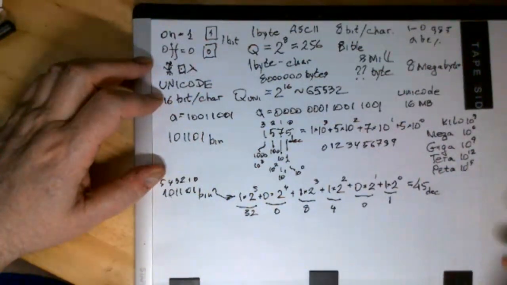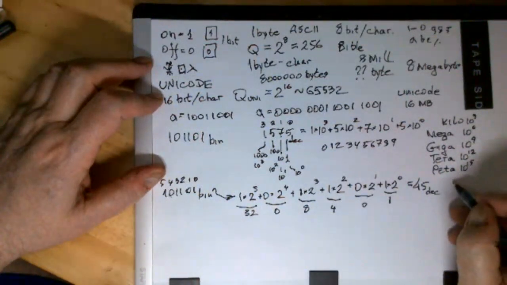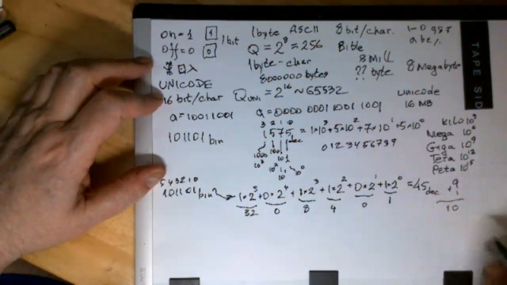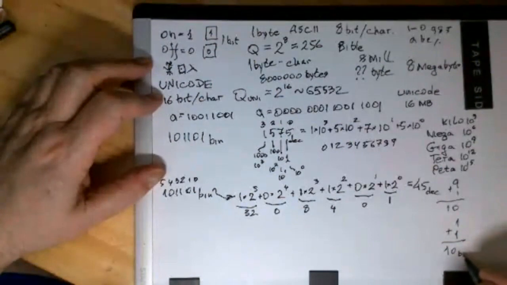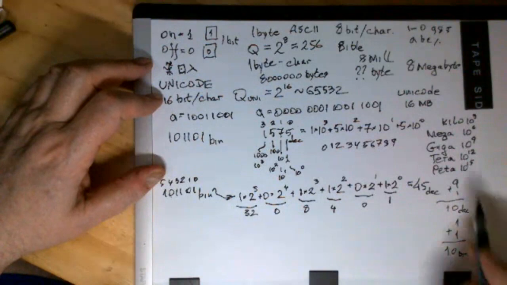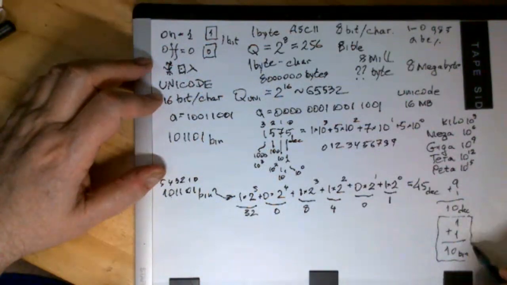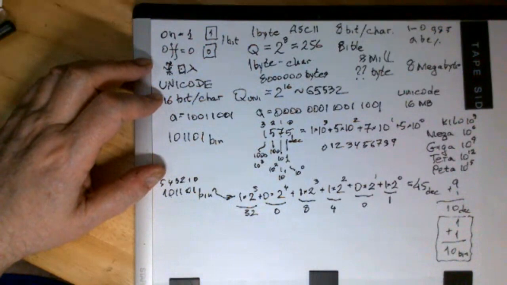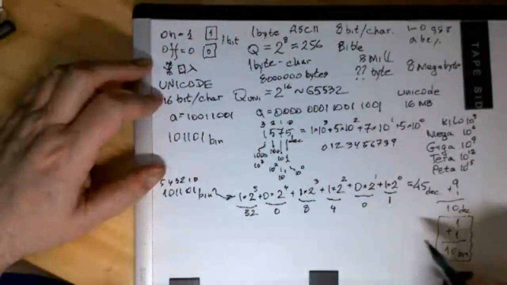The rules for calculations, folks, are the following. 9 plus 1 is 10. 1 plus 1 in binary is also 10. That is the rule: the highest digit plus 1 will be 10. Let's do a couple of arithmetical actions.